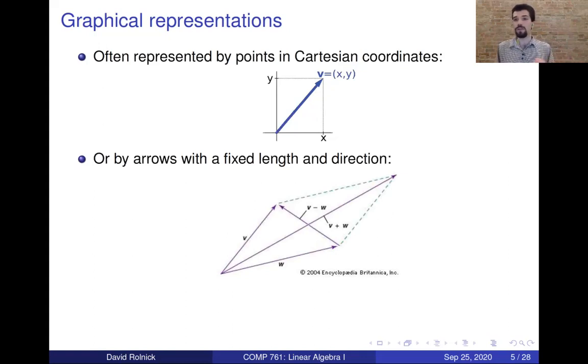If you're thinking of vectors as points, you can think of them just as the point (x, y). If you're thinking of them as arrows, then the arrows should have a fixed length and a fixed direction. This is very convenient if you're trying to think about addition or subtraction of vectors. So here, the vector v is this arrow. The vector w is this arrow. Now you can represent their sum as following this arrow and then following this arrow. And that will give you this long arrow.